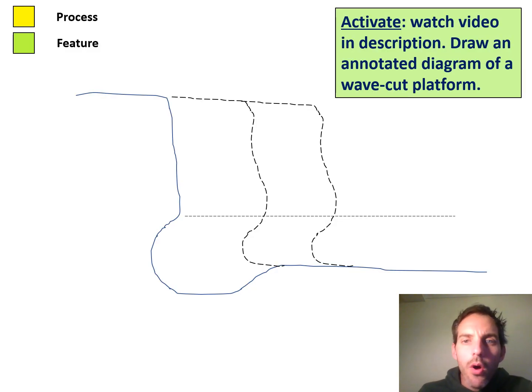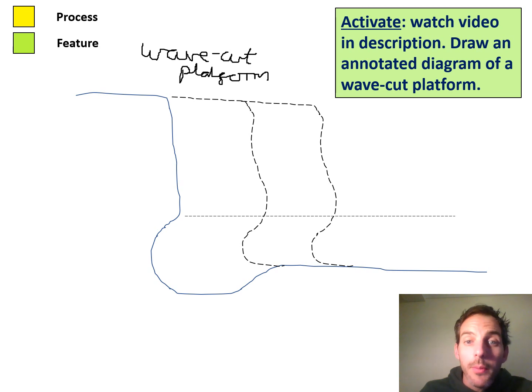So here's how it works, a wave cut platform. If you could please just write the title somewhere. Wave cut platform. And to do this, we're going to use the process feature approach to physical geography, which, if you remember, we used when we learned about the Lake District and when we learned about the Weald. So we're going to find out how a wave cut platform is formed.